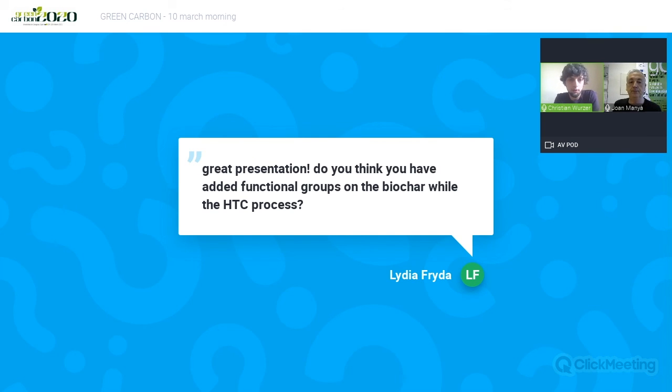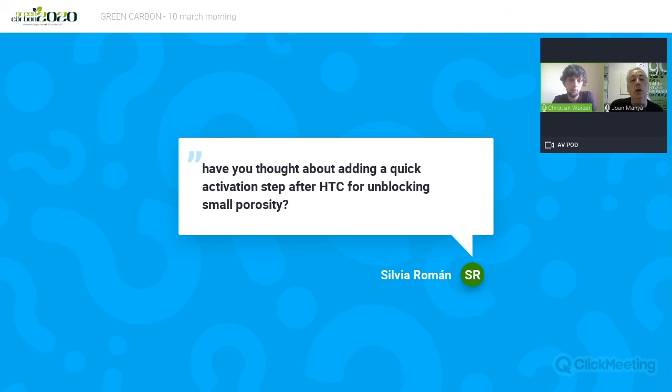So I looked at the functional groups on biochar, and I have to say there's almost no difference. So it's an activated biochar at 800 degrees in CO2, so I didn't expect too much of a change. And a second one. Activation step. I don't think an activation step is actually necessary. The biochar still has around 620 square meters per gram and 0.3 cubic centimeters per gram pore volume. So it's still a really good activated biochar actually.